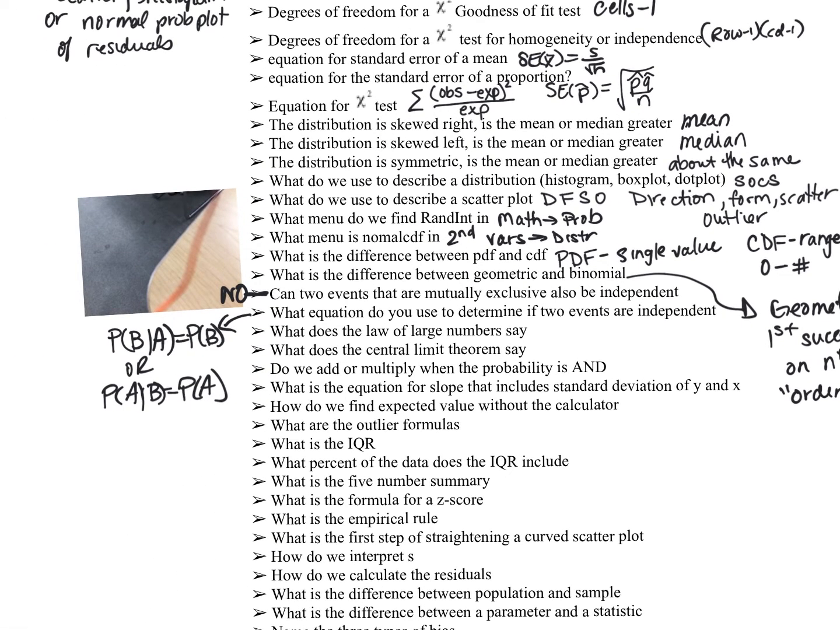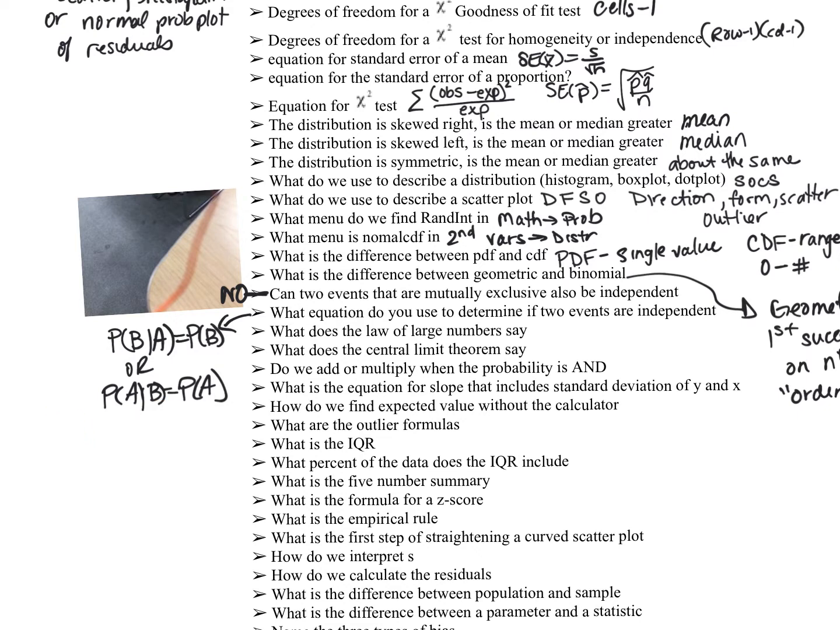Okay, let's go back. Can two events be mutually exclusive and independent? No, they cannot. What equation do we use to determine if two events are independent? Probability of B given A is equal to the probability of B, or the probability of A given B is equal to the probability of A.